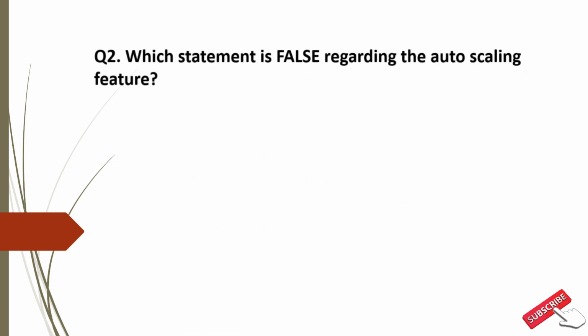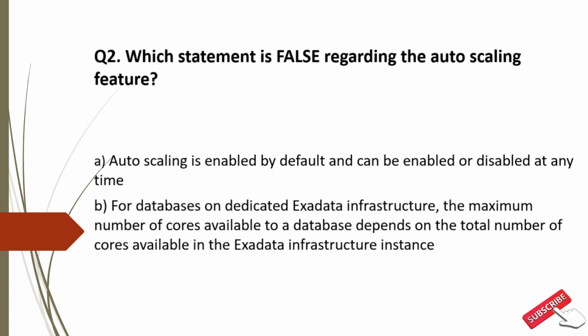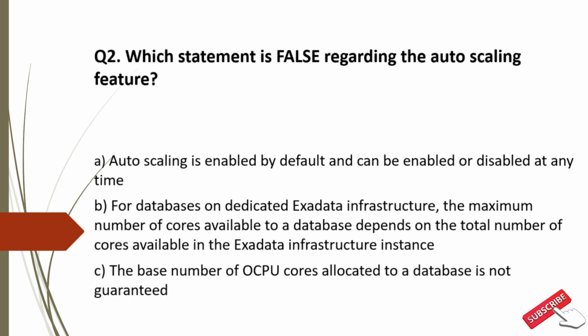Question 2. Which statement is false regarding the autoscaling feature? And the options are A. Autoscaling is enabled by default and can be enabled or disabled at any time. B. For database on dedicated accelerator infrastructure, the maximum number of cores available to a database depends on the total number of cores available in the accelerator infrastructure instance. And C. The base number of OCPU cores allocated to a database is not guaranteed.